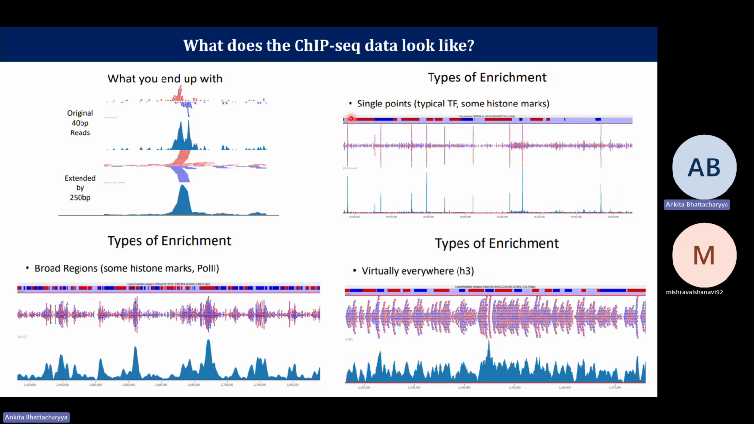Then you have broader regions, mostly some histone marks and polymerase enzyme, etc. And the type of the peak or the type of enrichment you will get also depends on the nature or the physiological function of a particular protein. If a certain protein is a chromatin remodeler, then its binding is expected to be much more wide because it can bind over a stretch of DNA, and it's not the exact sequence of DNA that always makes a difference, but instead it's the function of the protein that makes all the difference. And third is virtually everywhere, where you see peaks everywhere along the entire gene.